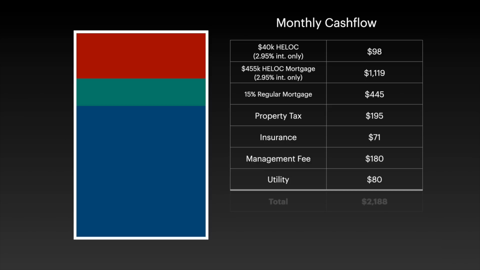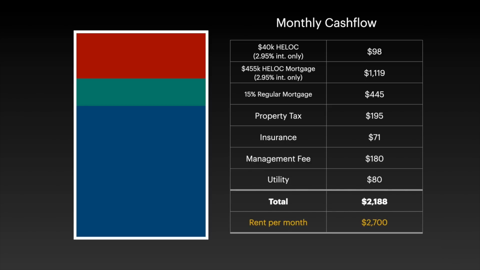So with this, the total expense is $2,188. Now the rent is still going to be $2,700. So with this, their net cash flow is positive $512 a month. So why is this happening?